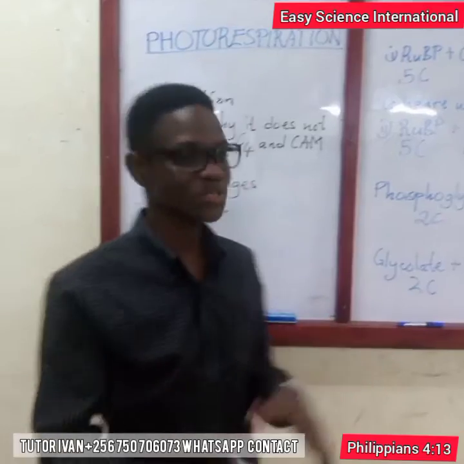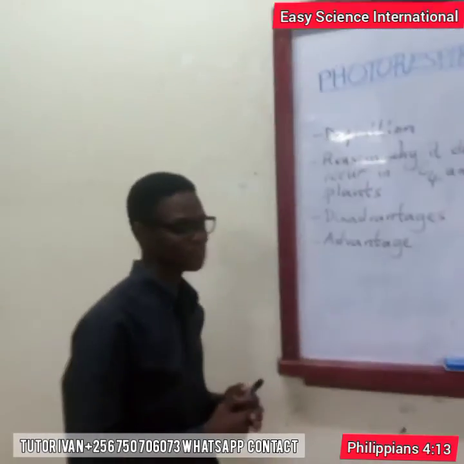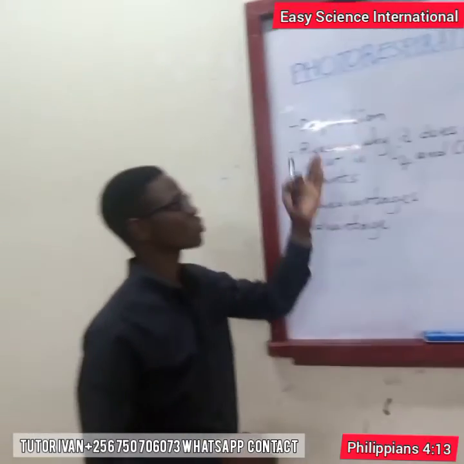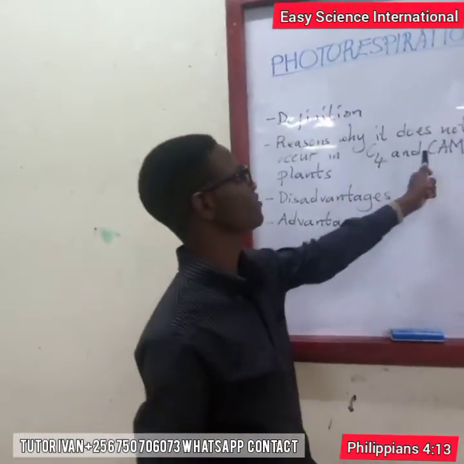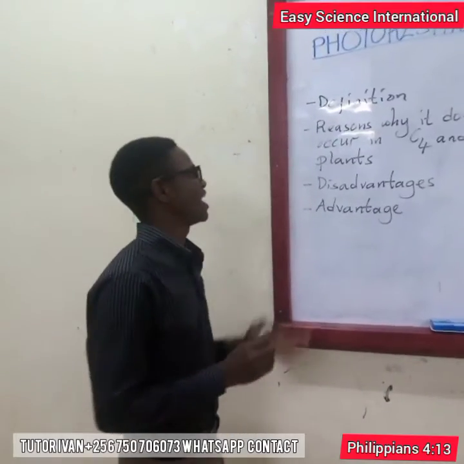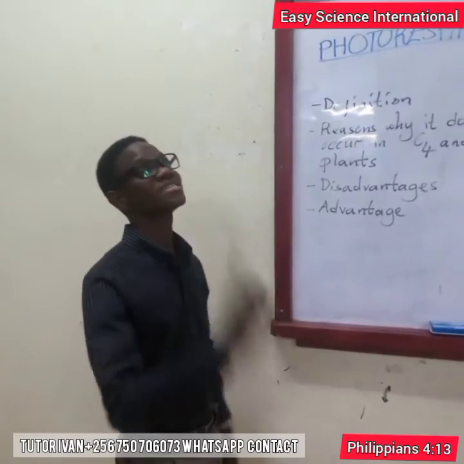Now, in this tutorial, we are going to look at the definition of photorespiration, the reasons as to why it occurs in C3 plants and it doesn't occur in C4 and CAM plants. And then we shall look at its disadvantages and its only advantage.